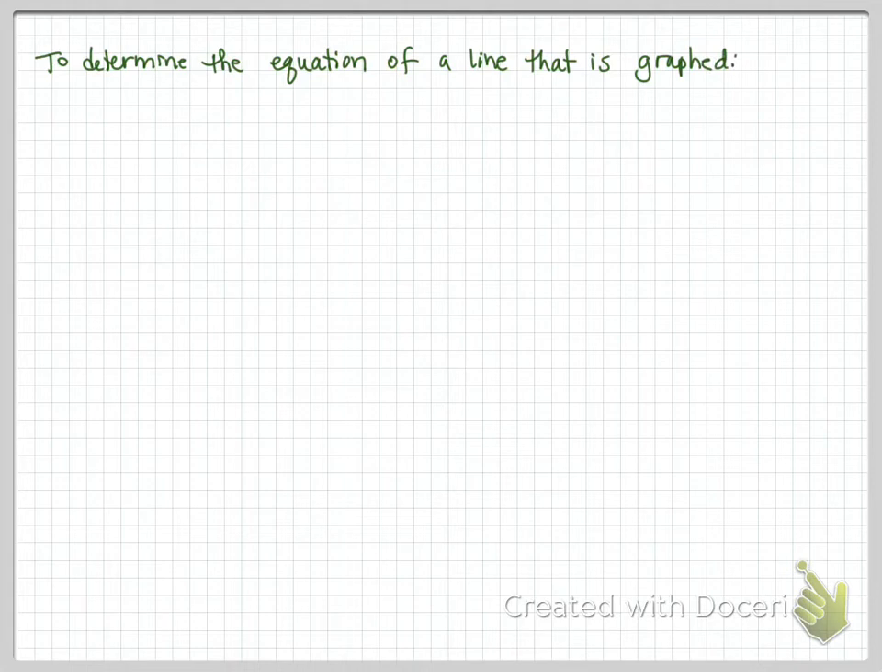Okay. So we need to identify the two key points. So the first key point is going to be the y-intercept. Where does your line cross the y-axis?